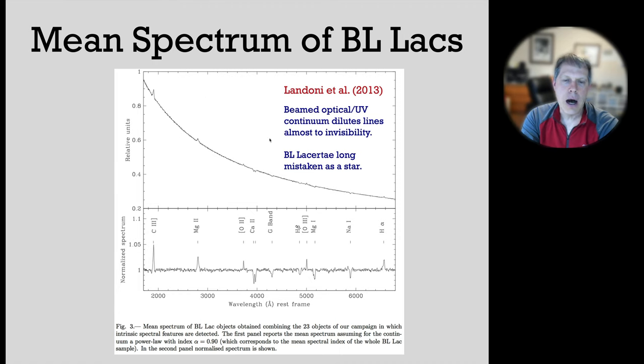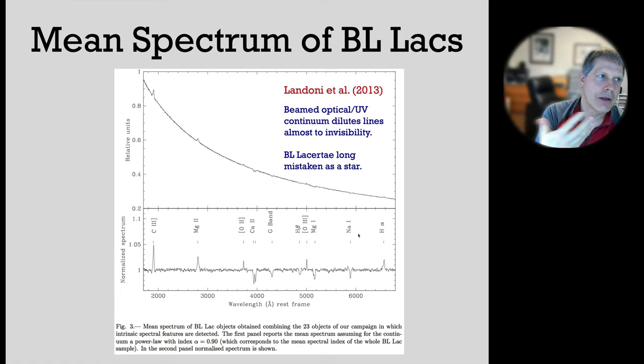Here's a nice composite of a set. This is the mean spectrum from combining 23 of these so-called blazar BL Lac objects. And the beamed optical UV continuum, you can see, is nearly diluting the emission lines almost to invisibility. And the prototypical object, BL Lacertae, was long, in fact, mistaken as a star, partly because of that difficulty of the emission lines being diluted away.